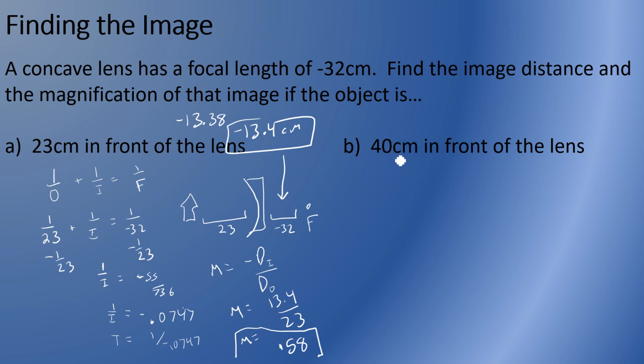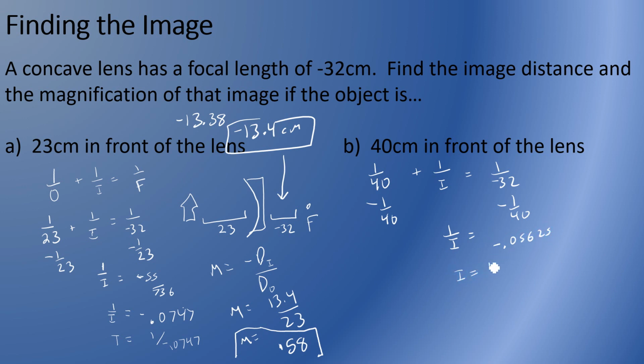Okay, so next one, if we're 40 centimeters in front of that lens, so we're going to have 1 over 40 plus 1 over our image is 1 over negative 32, and we'll subtract 1 over 40. And that gives us 1 over our image. So we'll go ahead and do this subtraction. So I'm typing that in. And we get negative 0.05625. And we'll flip that around.